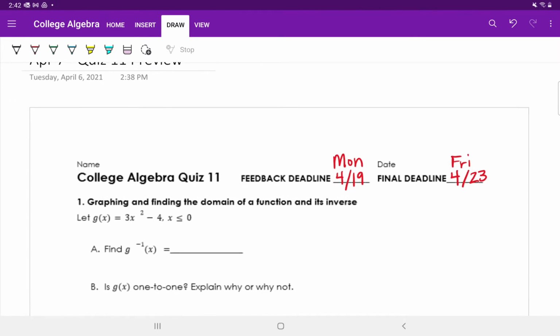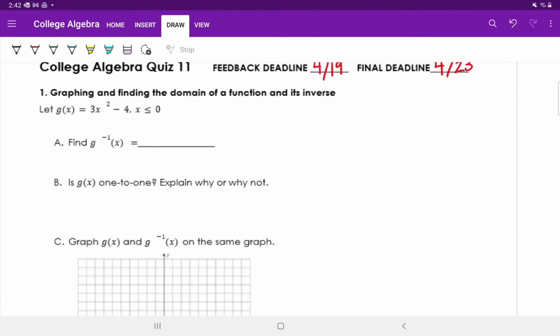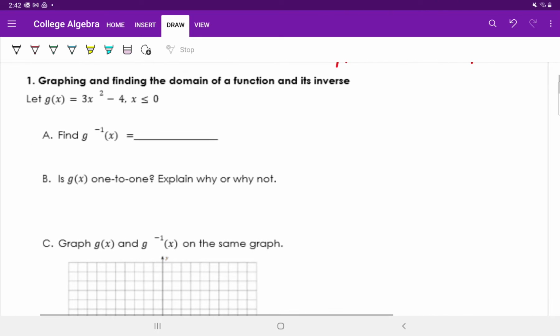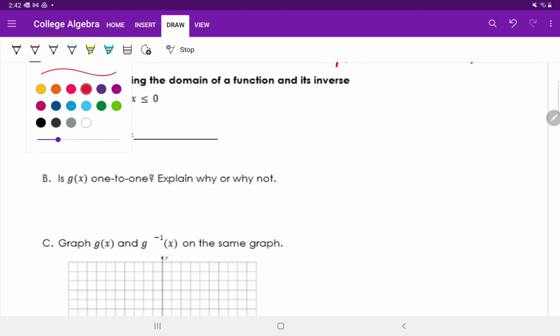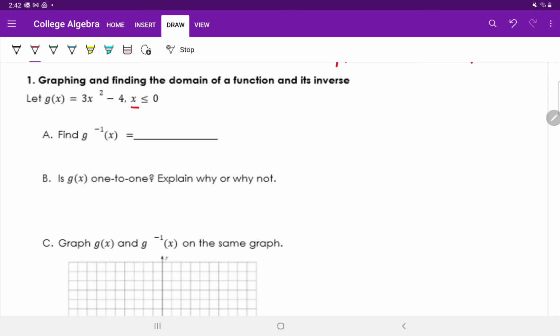So let's just look at these questions quickly, and I'll point a few things out about them that are important to keep in mind while you're working through them. In number 1, you are looking at a function g of x, and please notice that the domain of g of x has been restricted. That has something to do with whether the function is one-to-one. So these two concepts are tied together, and it will affect your explanation of whether the function is one-to-one or not.